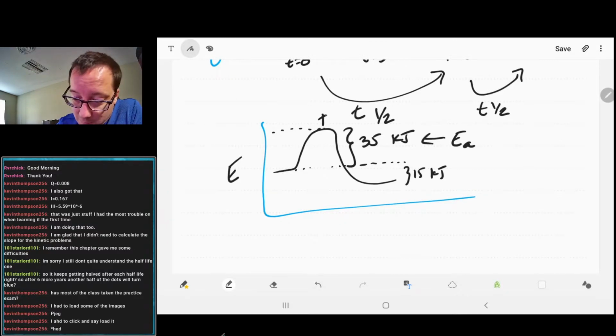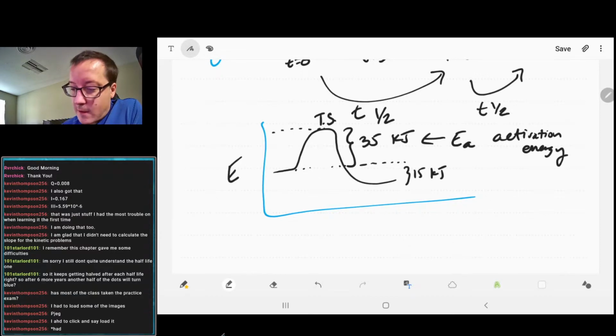So the difference between your starting energy and your transition state energy is your activation energy. Remember, up here is where we have your transition state. That's the double dagger, sometimes with a star. I'll just write TS actually. We'll just make that a little bit easier. So your transition state up there is your highest point. The difference between your transition state and your starting state is activation energy.